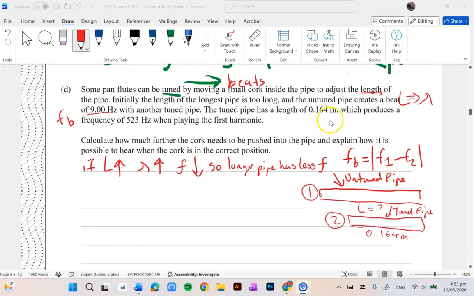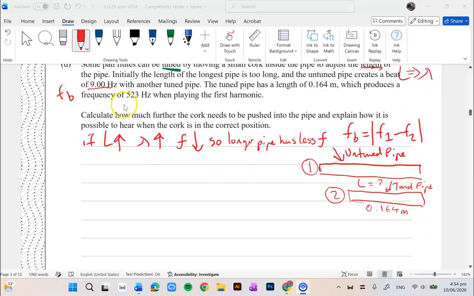So the untuned pipe we know is longer. We don't know the length of it. That is what we actually need to find. So we need to find the length of it. We are given the length of the tuned pipe, which is 0.164 meters. We're also given the frequency of the tuned pipe, which is 523. But we don't know the frequency of the untuned pipe yet. But they have given us the beat frequency.